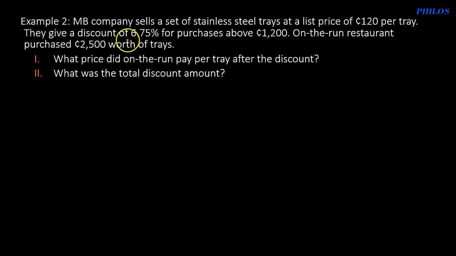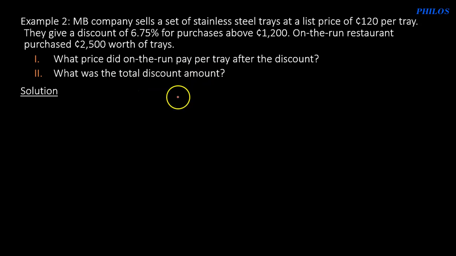They give a discount of 6.75% for purchases above 1,200 cedis. On the Run restaurant purchased 2,500 worth of trays. Roman number 1: What price did On the Run pay per tray after the discount? Roman number 2: What was the total discount amount?